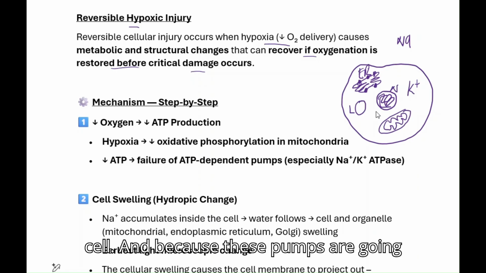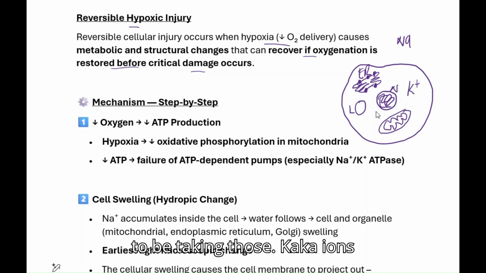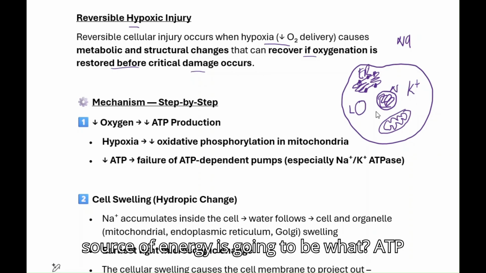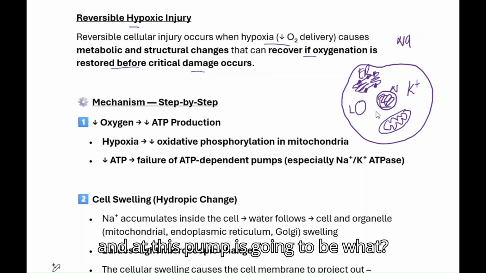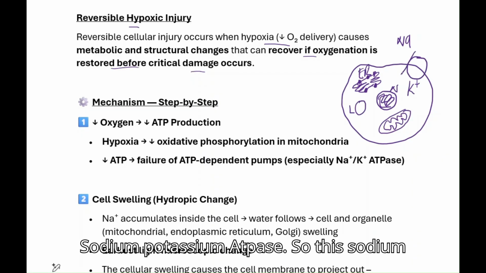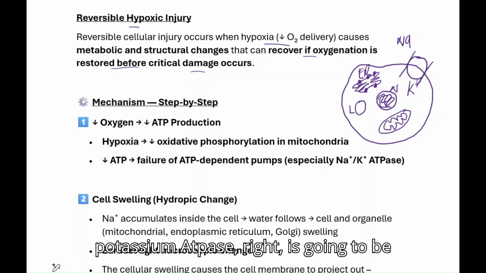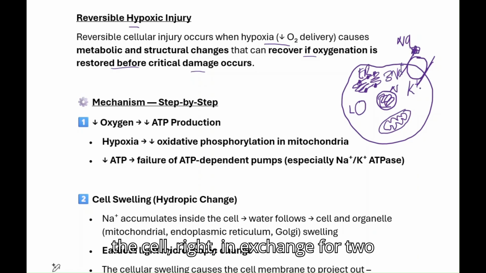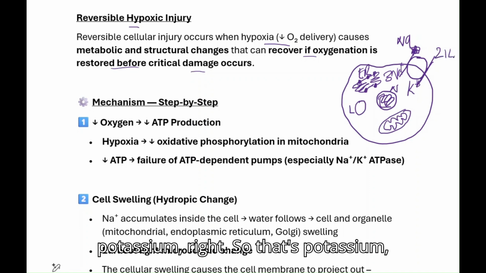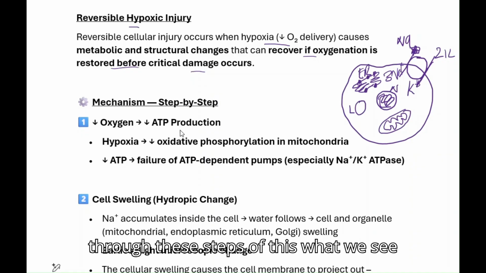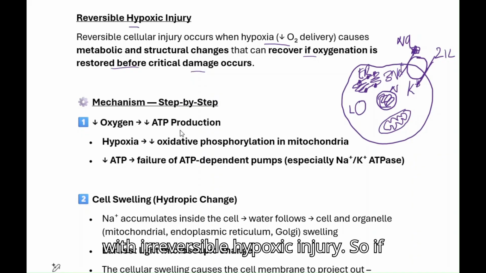Because this pump is taking those cations against the electrochemical gradient, it's going to need energy. And that source of energy is going to be ATP. This pump is the sodium-potassium ATPase. It takes 3 sodium out of the cell in exchange for 2 potassium. So that's the sodium-potassium ATPase. So let's go through the steps of what we see with hypoxic injury.